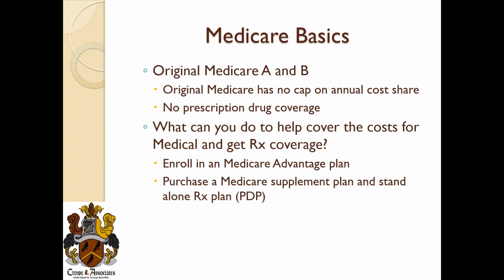As I just mentioned, original Medicare has no cap on annual costs. That's for A and B. It also does not include prescription drug coverage. So what can you do to help cover the medical costs not covered by A and B, or at least to put a cap on it, and how can you get drug coverage? That's where the Advantage versus supplement comes in. You could either enroll in a Medicare Advantage plan that would give you medical and drug coverage, or you could purchase a Medicare supplement plan and a standalone Rx plan, or a PDP plan, from a private insurance company.